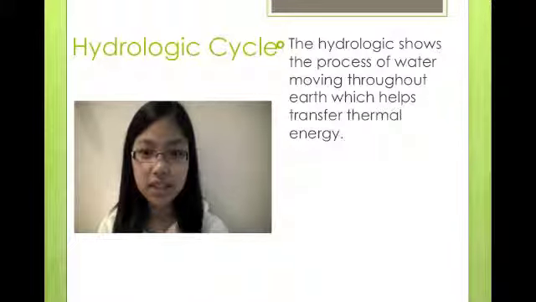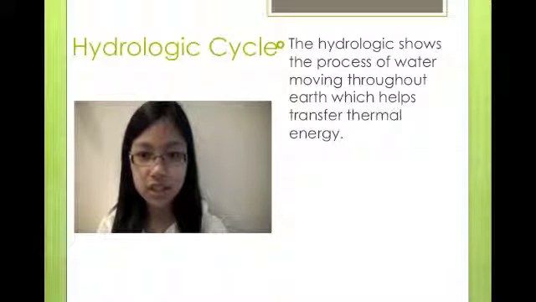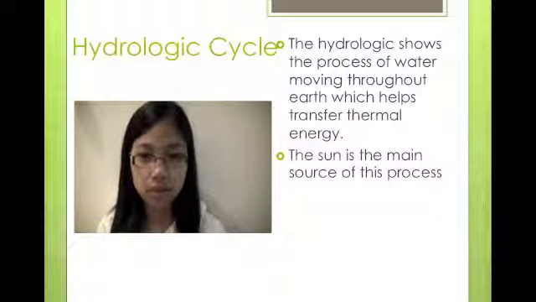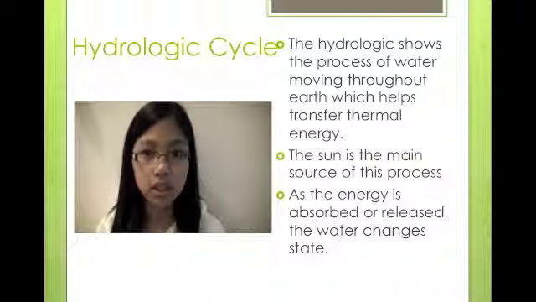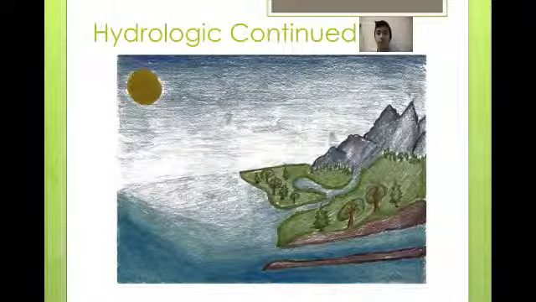The hydrologic cycle. The hydrologic cycle shows the process of water moving throughout Earth, which helps transfer thermal energy. The sun is the main source of this process. As the energy is absorbed or released, the water changes state. Stages of the hydrologic cycle.